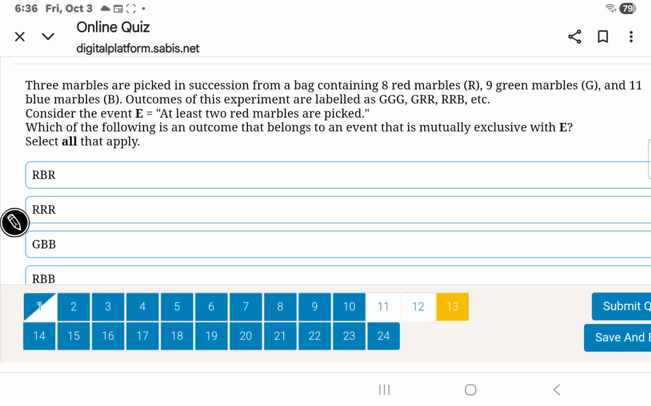3 marbles are picked in succession from a bag containing 8 red marbles, 9 green marbles, and 11 blue marbles. Outcomes of this experiment are labeled as given to you. Consider E: at least 2 red marbles are picked up. Which of the following is an outcome that belongs to an event that is mutually exclusive with E?